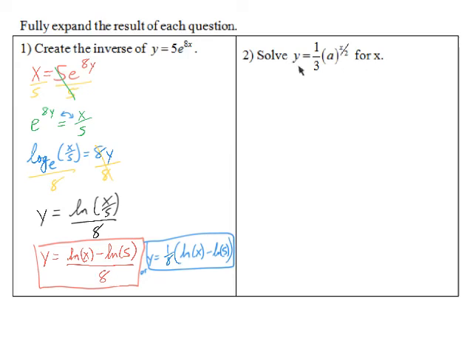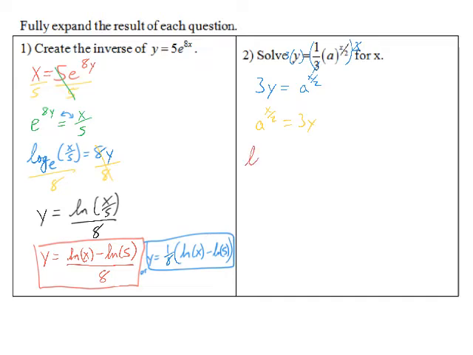Next, I am going to solve this for that x right there and fully expand it. So the first step, I would say, is to get rid of this 1/3. So what I'm going to do is I'm going to multiply both sides by 3. So that gives me 3y is equal to, the 3's cancel, leaving me a to the x over 2 power. All right. Next, what I'm going to do is I'm going to rewrite it, a to the x over 2 equals 3y. I like to switch sides.